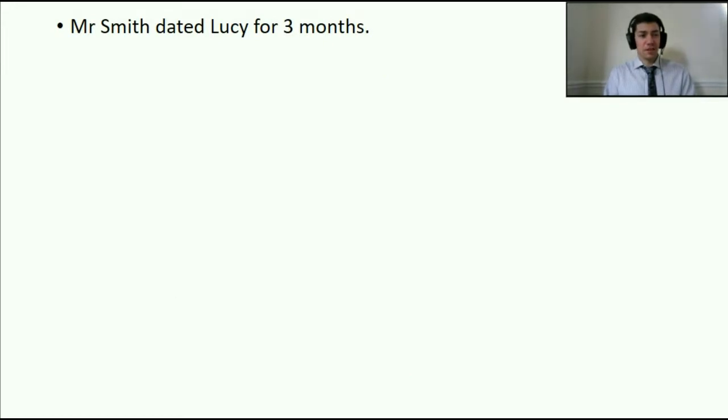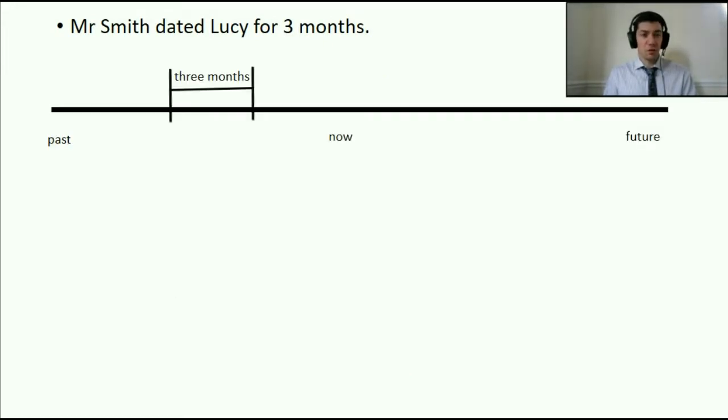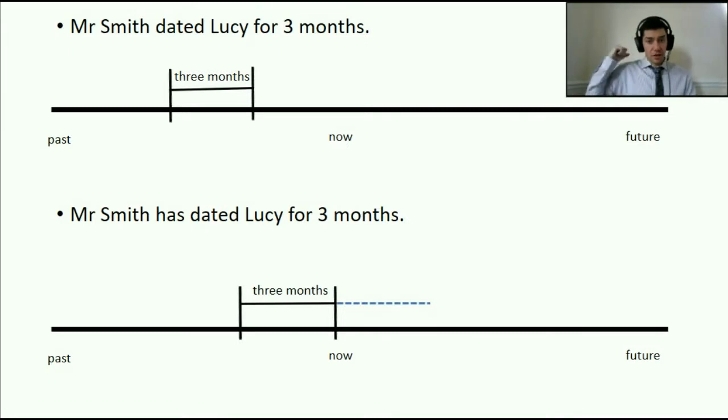Mr. Smith dated Lucy for 3 months. So we can represent it like this. Started in the past, and then also finished in the past. So this is the past simple. What about the other sentence? Mr. Smith has dated Lucy for 3 months. So here, started in the past, and it's unfinished. Yeah? So we would say that they are still dating, whereas in the top sentence, they are not dating anymore. Finished.